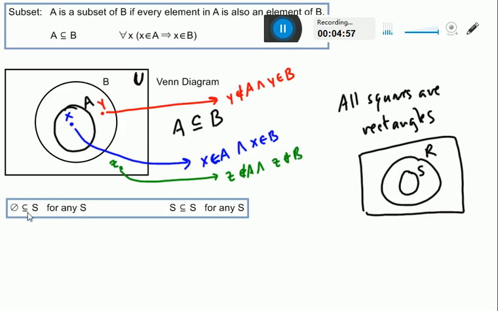So one group you could choose from the larger set S would be the empty set, the set of nothing. On the other hand, you could also choose all of S to pull out. So S is always a subset of itself.